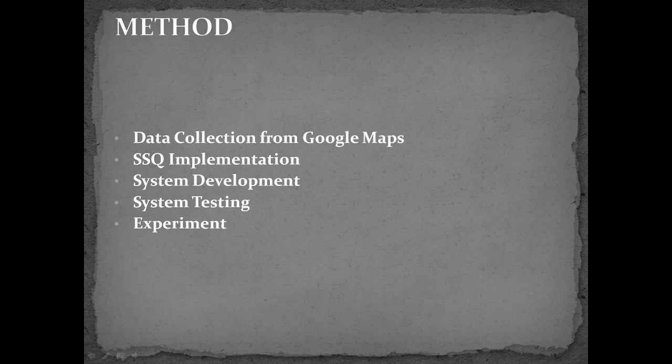They do 5 steps in the research method. First, data collection for Google Maps. Second, SSK implementation. Third, system development. Fourth, system testing. Fifth, experiment.